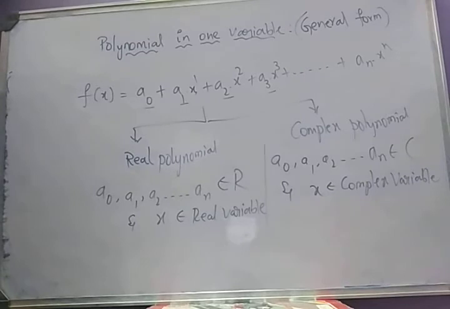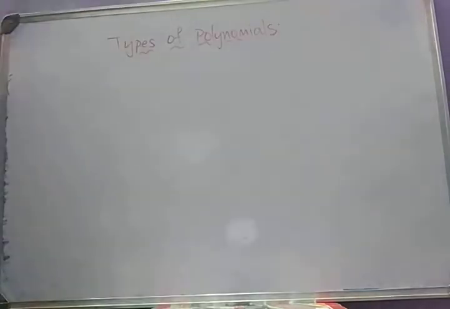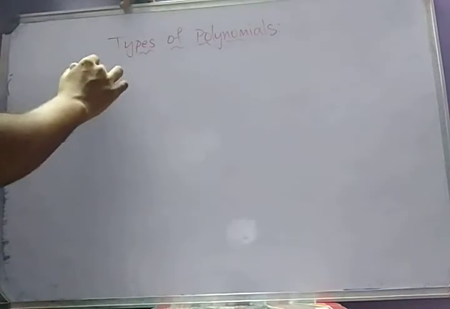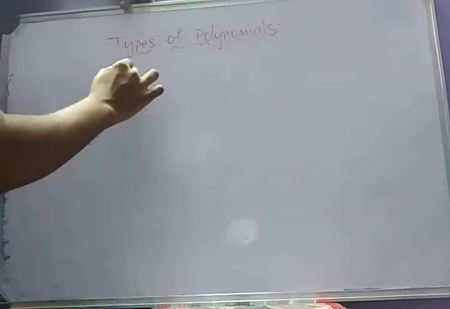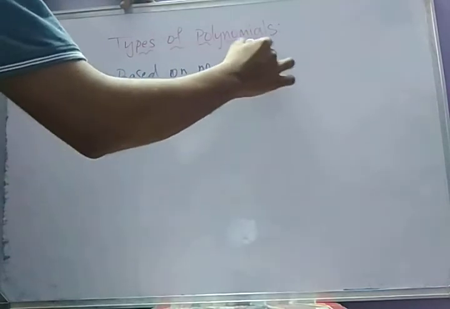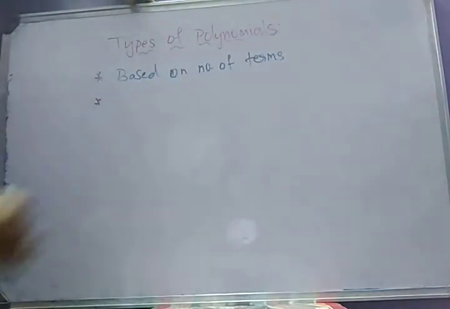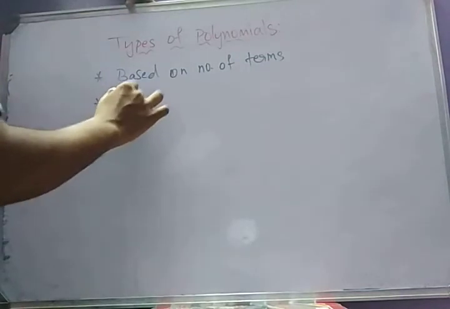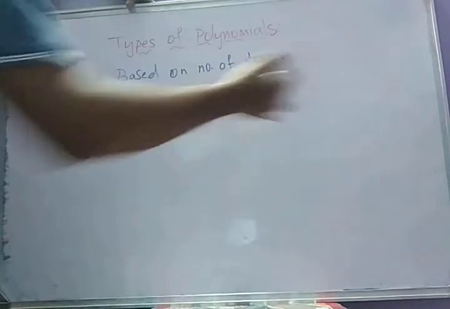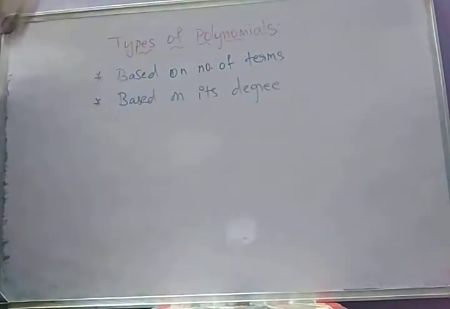Now let us get into the types of polynomials. Polynomials are classified into types in two different categories. First way, we'll decide the types of polynomials based on the number of terms. And next, we can also classify polynomials based on their degree. First, let us discuss the types of polynomials based on the number of terms.